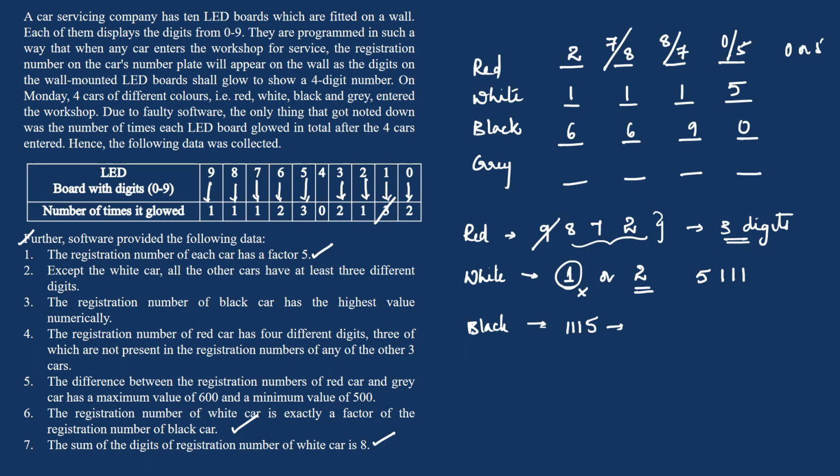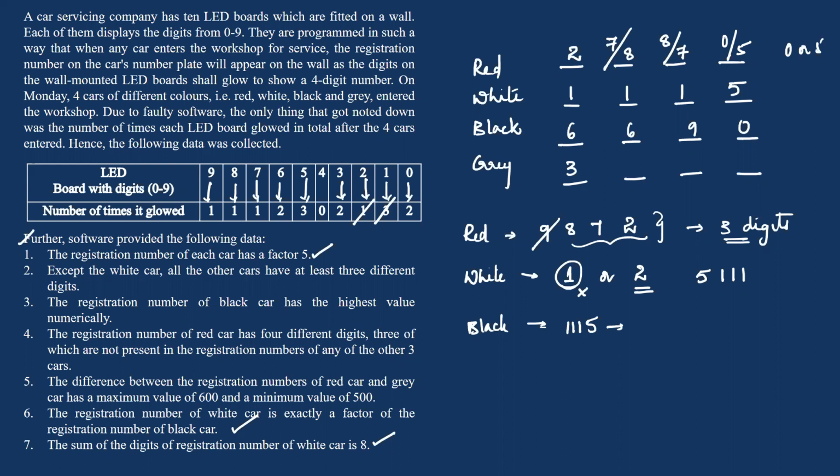Clear? Now, gray. Now, the difference between the registration numbers of red car and gray car has a maximum value of 600 and minimum value of 500. So this is being done. So we have already used one here. So gray car can be either 500 or 600 less than red car or more than red car. Okay. So the starting digit of registration number of gray car should be 3, because 2700 or 2800 plus 500 or plus 600 will give us a number in 3000.